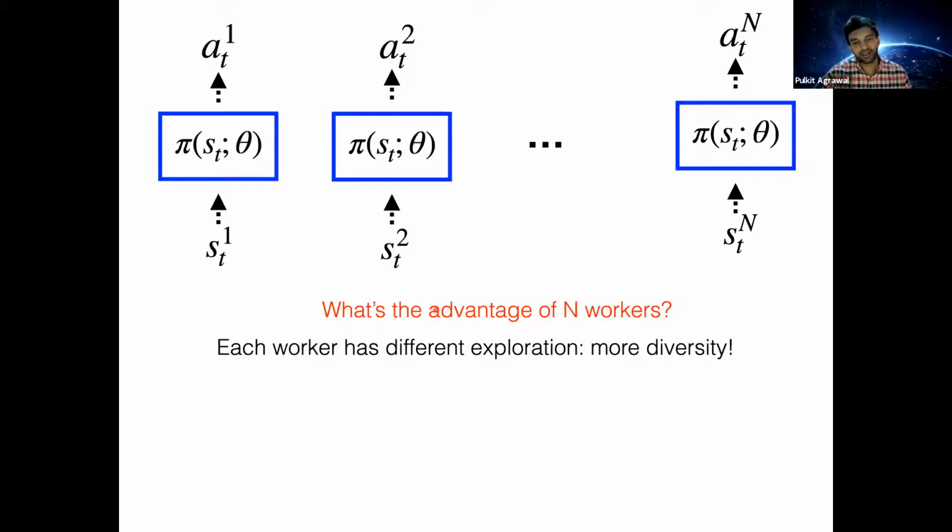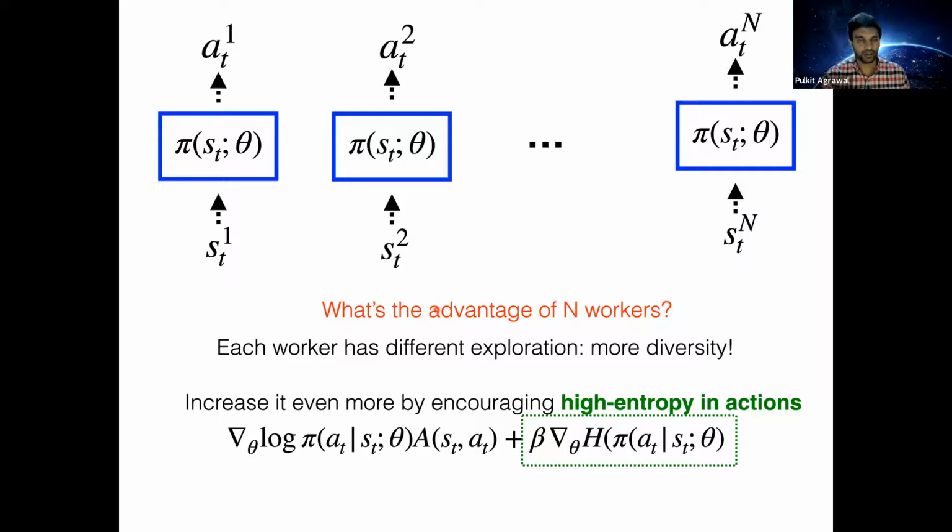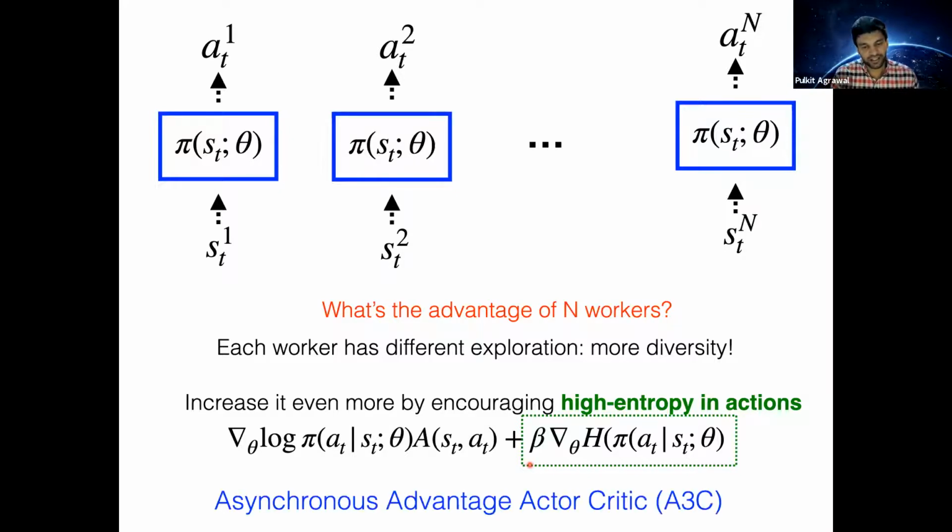To make the diversity be even more, typically there is an additional penalty which is included in the policy gradients objective, which is to increase the entropy of actions. So with that, we have this modified objective function where the first term on the left is a policy gradient term, and on the right, shown in green, is a term which is encouraging entropy of actions. In some ways, this is increasing the exploration even more, and it will add to even more diversity. In this particular formulation, this method is called asynchronous advantage actor critic. Advantage actor critic because each worker is using A2C as the algorithm, and asynchronous because there are N workers which are asynchronously updating the parameters.